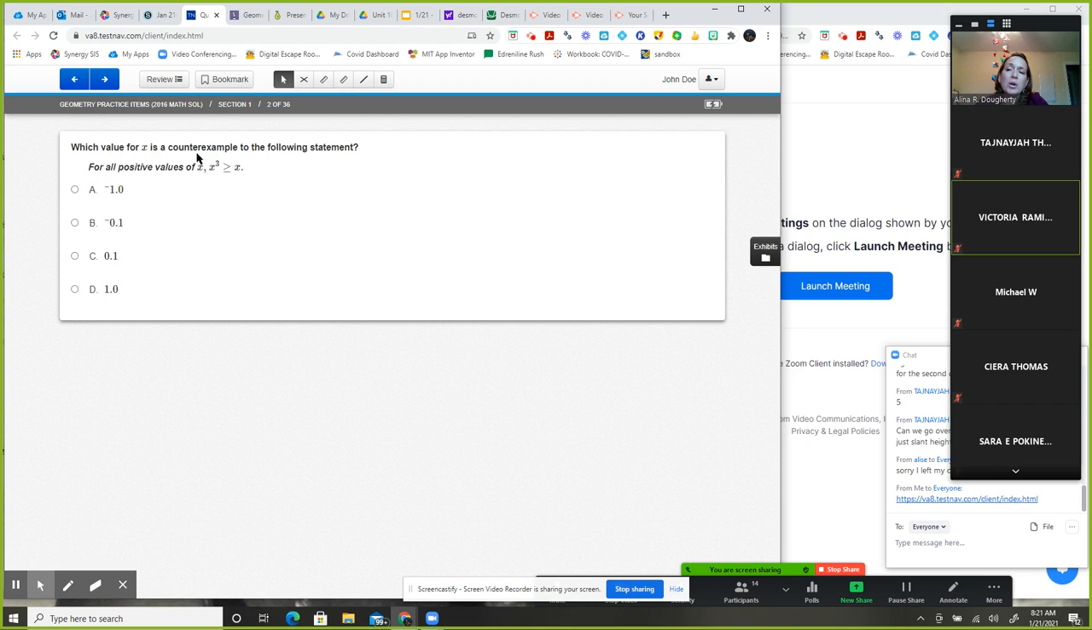Counter example means counter conclusion. So we want to keep what's at the beginning and change what's at the end. I don't really want to talk about this one unless you guys feel compelled to.